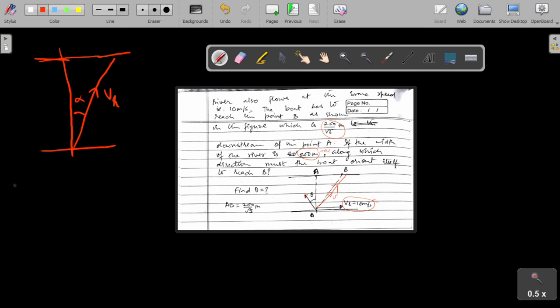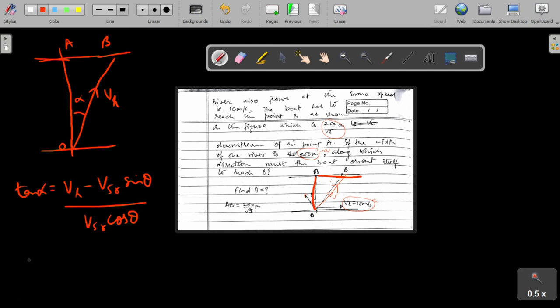So we know that tan alpha would be equal to velocity of river minus velocity of swimmer with respect to river sine theta component, divided by velocity of swimmer with respect to river cos theta component. And this tan alpha we can find. This tan alpha value would be the distance AB divided by distance OA.